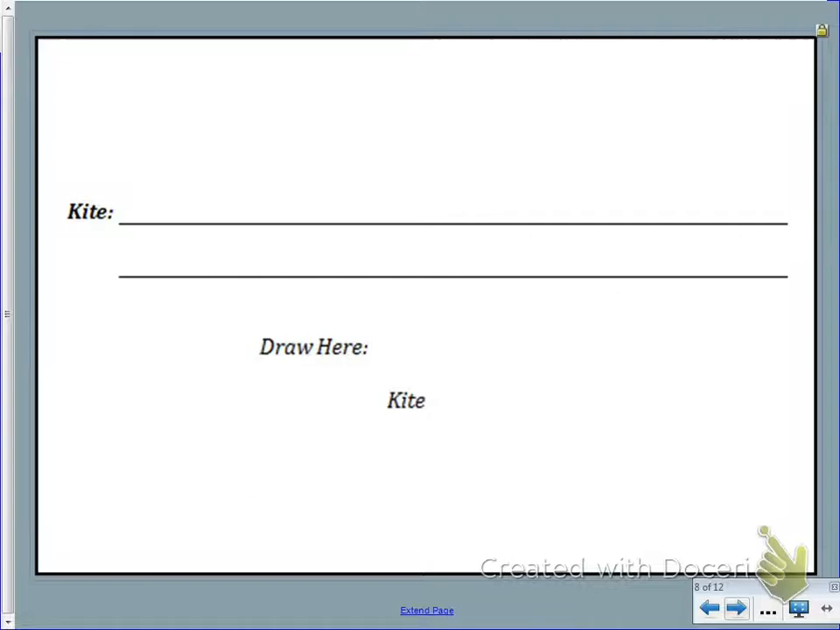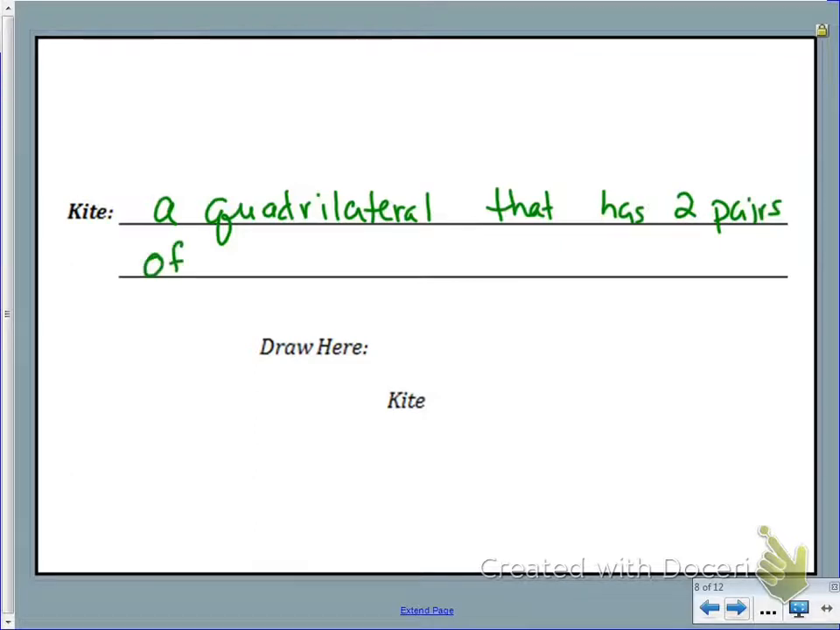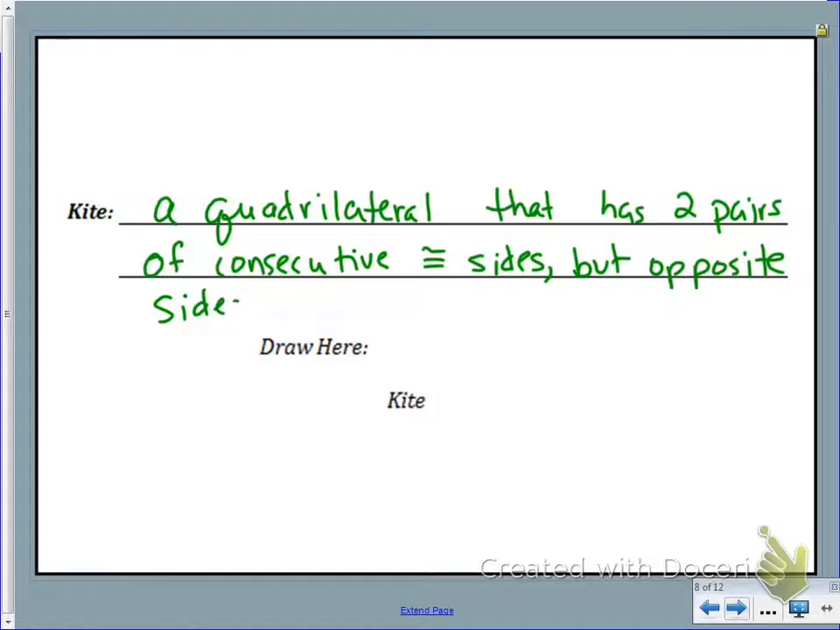Now let's move on to a kite. A kite is a quadrilateral, so still a 4-sided figure, that has 2 pairs of consecutive congruent sides, but opposite sides are not congruent. So consecutive, keep in mind, means next to one another. So a kite is exactly what we might think of.